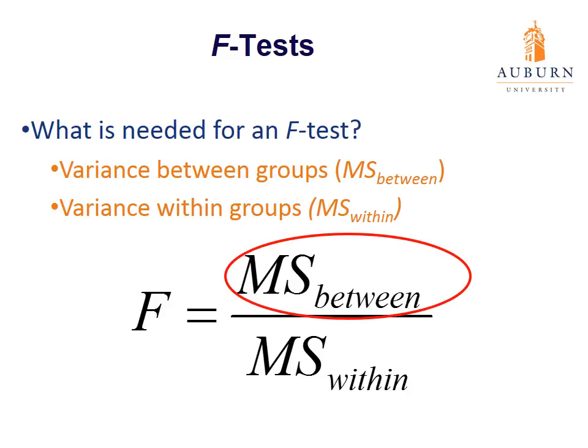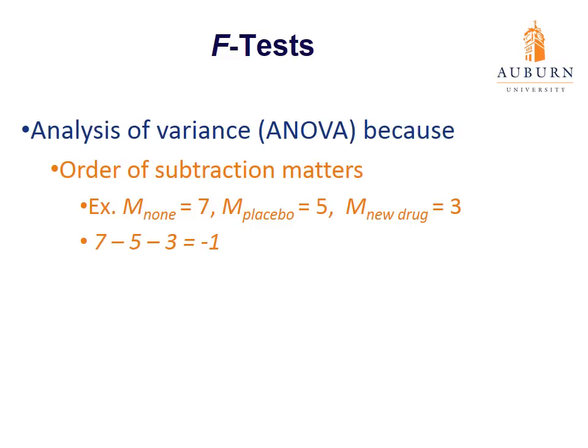In our previous statistical tests, we always had the numerator be the means of the groups, where we're subtracting the means. Well, we can't do that here with an F-test because we have more than two groups. We have multiple groups, 3 groups, 4 groups, 5 groups. It doesn't really matter. You can have as many groups for an F-test, and so we can't subtract the means for a very practical reason. That practical reason would be if we used the means and subtracted the means, then the order of the subtraction would matter. And so let's go back to our example with the pain relief drug.